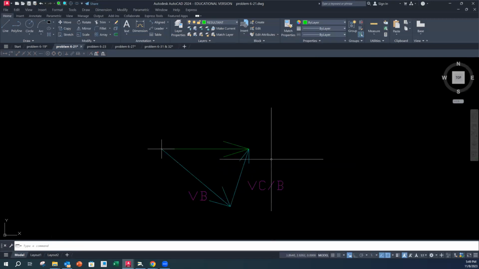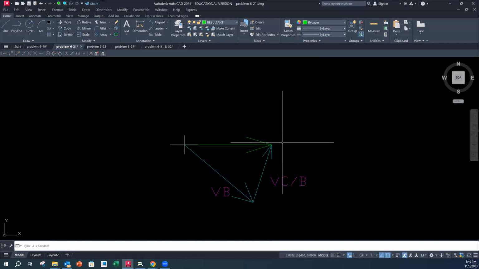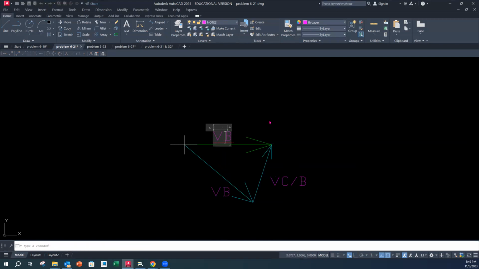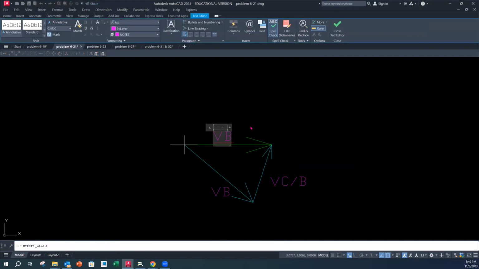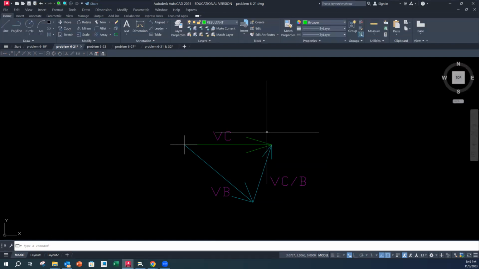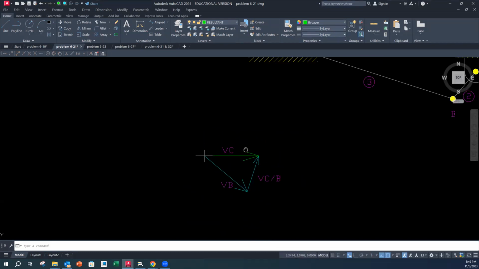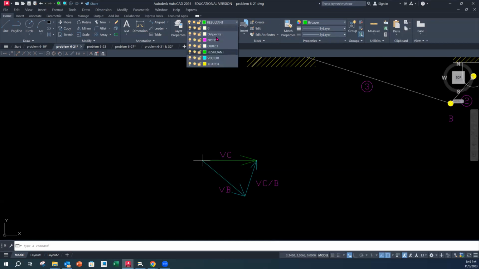Okay, all right. So now I need to add VC. Make sure you label all of your vectors. You don't have to put in all the dimensions except when we need one. So for this case, we do want to have the dimension for VC because we need it to solve our problem, right? So this one we will add a dimension to.